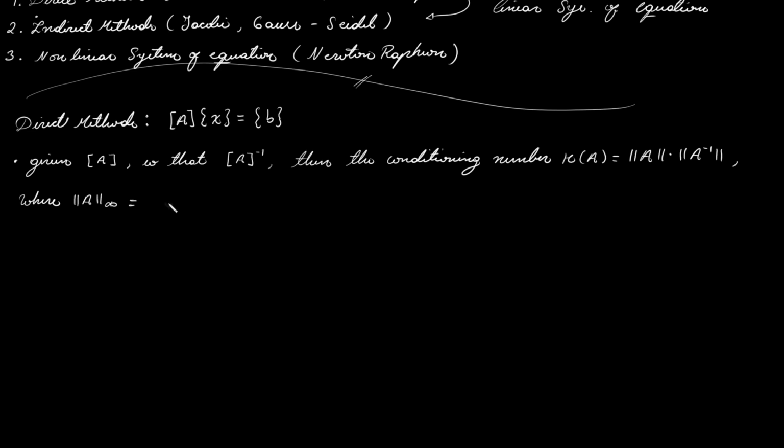I know that the infinity norm for a matrix is, I'm going to give you the raw definition of it. The maximum over i from 1 to M, where M is the dimension of the matrix, of the sum from j equals 1 to M of the absolute value of the ij component.